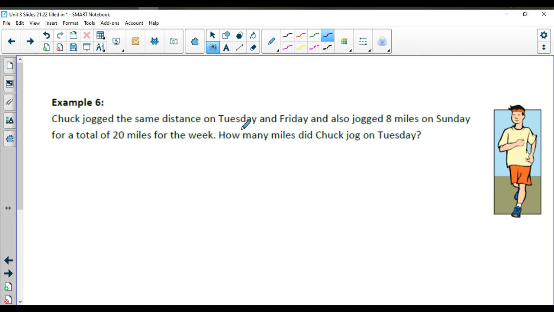And example number 6. Chuck jogged the same distance on Tuesday and Friday and also jogged 8 miles on Sunday, for a total that tells me that's my equals number of 20 for the week. Tuesday and Friday both had the same number, so we could call that 2x, because if they jogged x on Tuesday and x on Friday, that would just be 2x. So we could say 2x plus 8 equals 20 miles to figure out what each day he jogged. I'm going to have you go ahead and solve this 2-step equation.